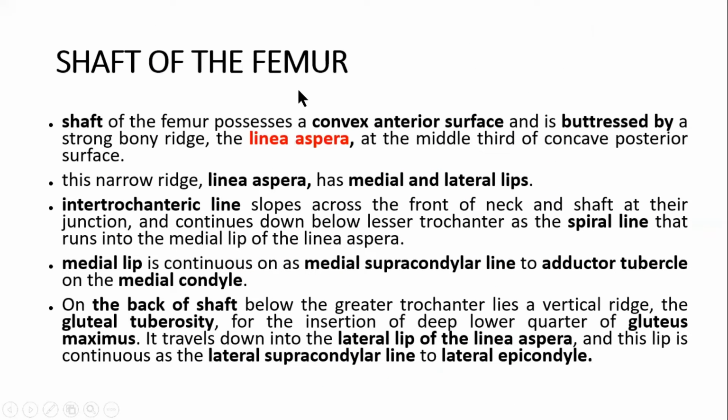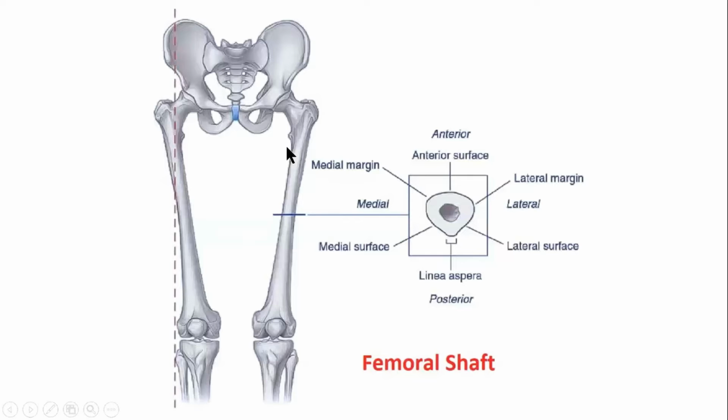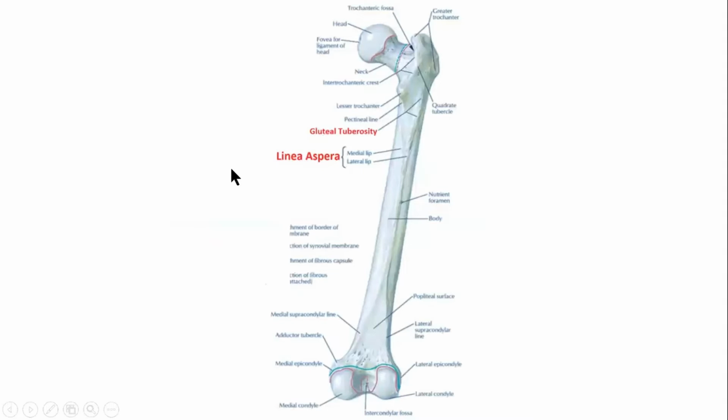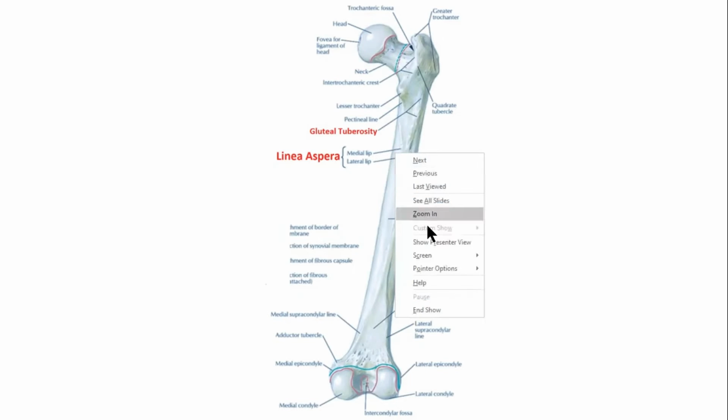So shaft of the femur, right? Shaft of the femur possesses a convex anterior surface and is buttressed by a strong bony ridge, the linea aspera, at the middle third of the concave posterior surface. So the posterior surface of the shaft has a very important landmark. This is the linea aspera, right? You see and go like this, this is the posterior aspect, and this is the linea aspera.